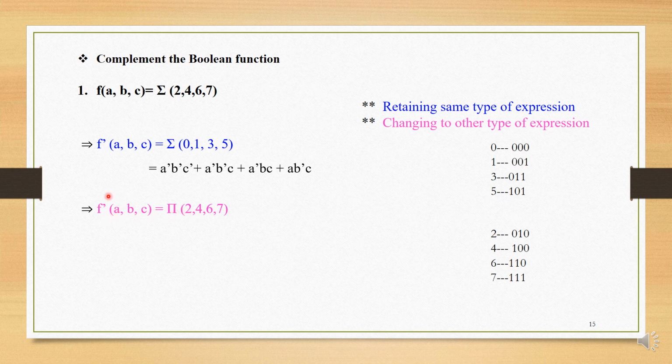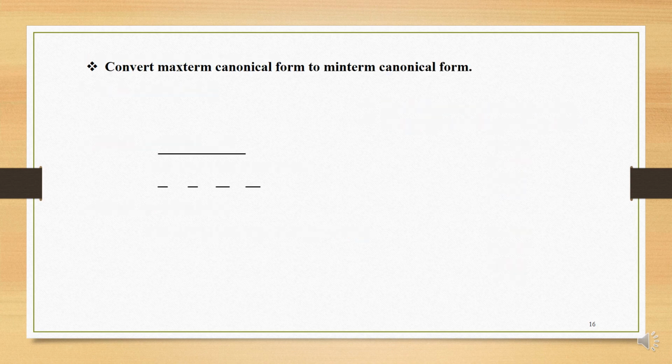So you are complementing, f bar of a b c equal to, now if you want to change into a different type of expression, the simple funda is you just replace the symbol, that is summation to product, and retain the same indices. Now the resultant expression will be (a plus b bar plus c) dot (a bar plus b plus c) dot (a bar plus b bar plus c) dot (a bar plus b bar plus c bar). So this is complementing a Boolean function.